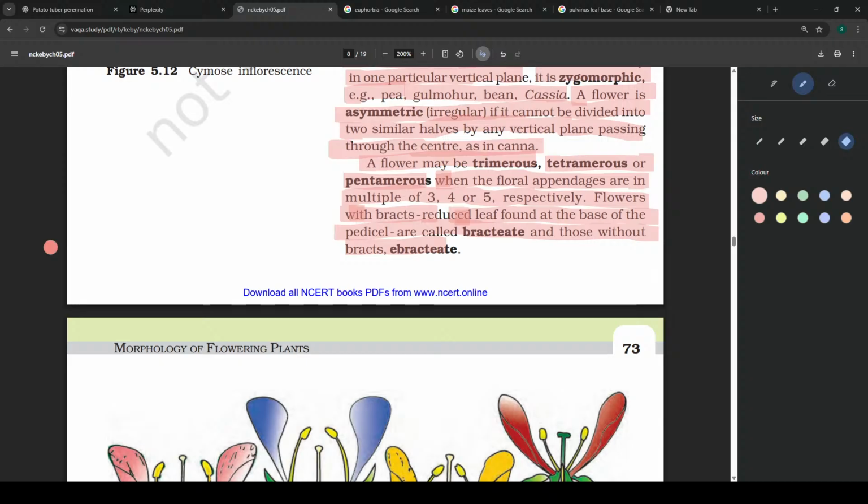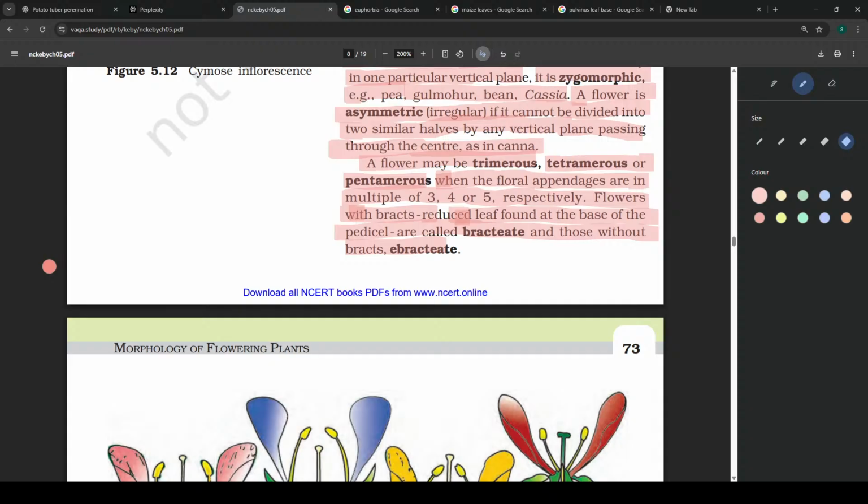There is one more classification. First one, it can be tri, tetra, and pentamerous. When the number of floral appendages are in multiples of 3, 4, or 5: if there are 6 or 9 petals, we call it trimerous. If there are 4 or 8 petals, we call it tetramerous. If there are 5, 10, or 15 petals, it is called pentamerous.